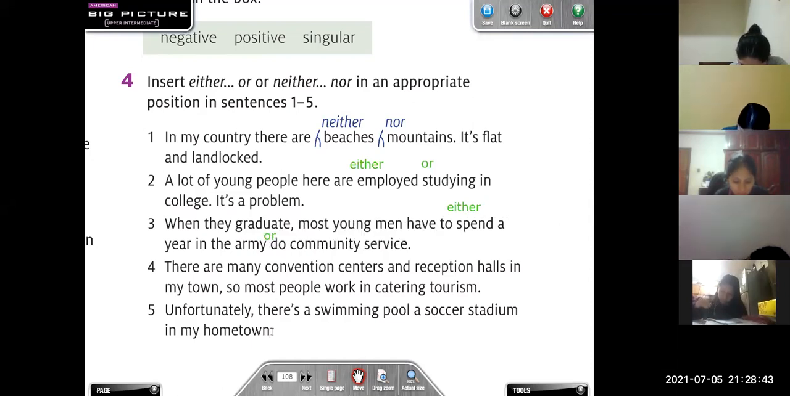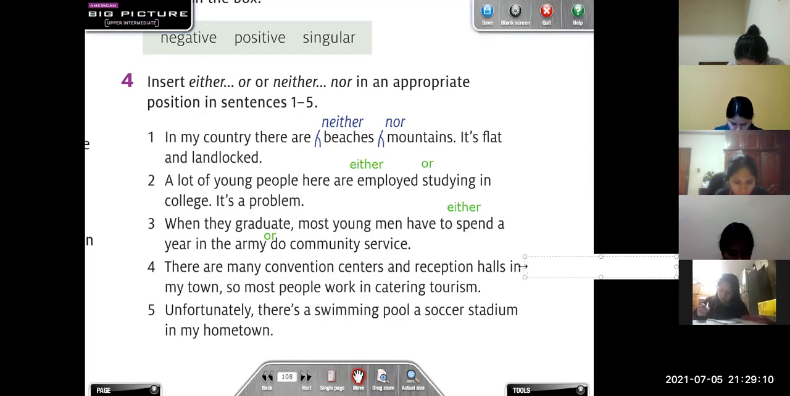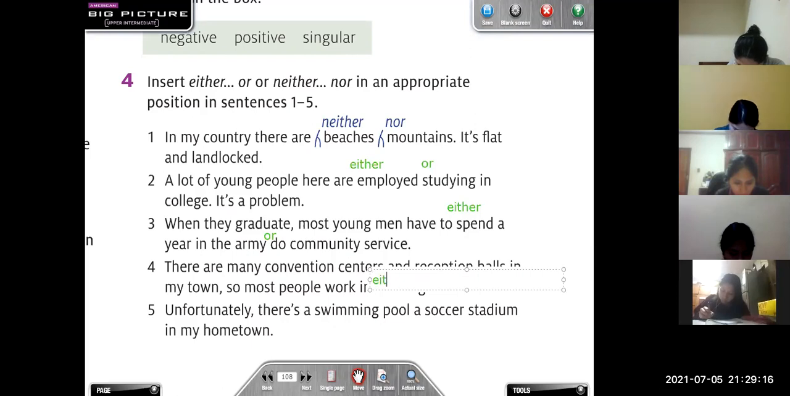Okay, the next one. There are many convention centers and reception halls in my town. So most people work in catering tourism. Work in either catering or tourism. Yes, work in either, where is this? Work in either catering or tourism. Very good.